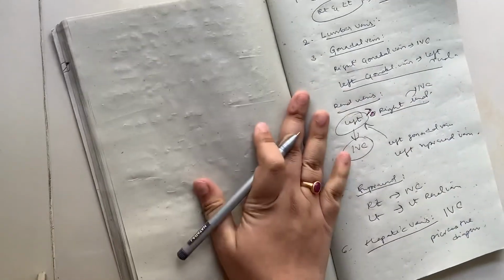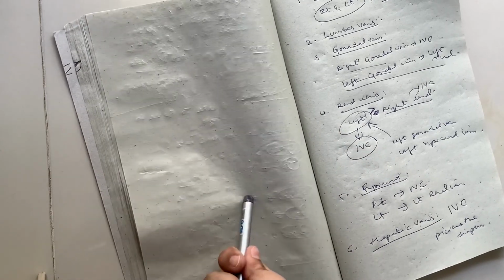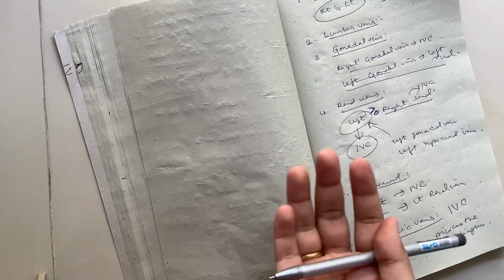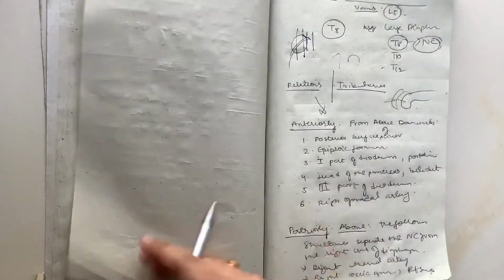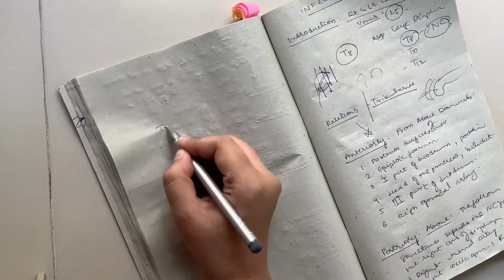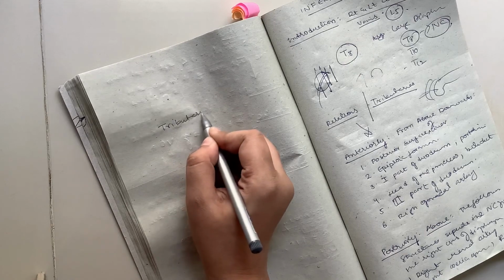So this was about the inferior vena cava. If you want me to cover anything else, please tell me in the comments, and I'll make videos about them. So this was about the inferior vena cava. It is very easy. The tributaries especially are very easy if you read them properly once.